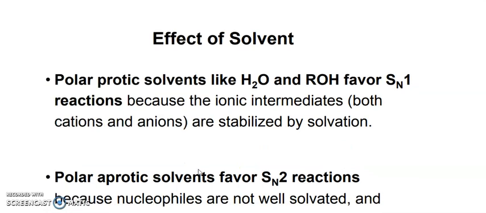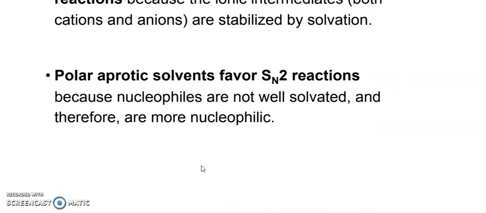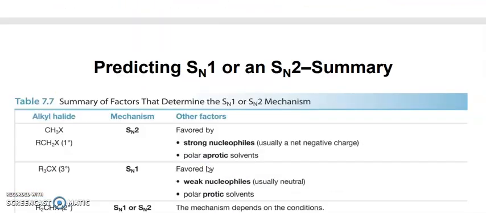Now effect of solvent. Polar protic solvents like water and alcohol favor the Sn1 reaction because the ionic intermediates, both cation and anion, are stabilized by solvation. Polar aprotic solvents favor Sn2 reactions because nucleophiles are not well solvated and therefore are more nucleophilic.